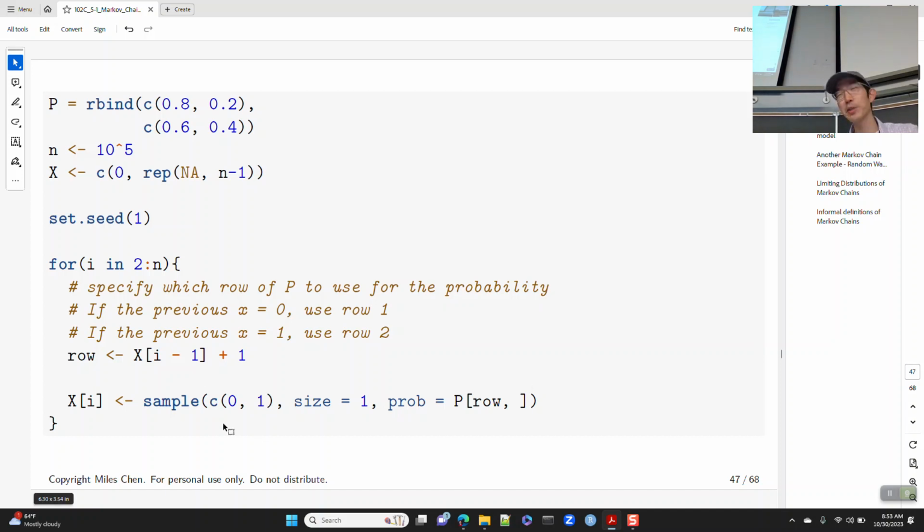Okay, using R's sample function, right? With the sample function, you can specify the probability corresponding to these values. So we're going to say sample is 0 or 1 using the probabilities from the selected row. So either use 0.8, 0.2 to generate a 0 or 1, or if we're in the second row, if our previous state was a 1, use 0.6 or 0.4 to generate a 0 or 1.